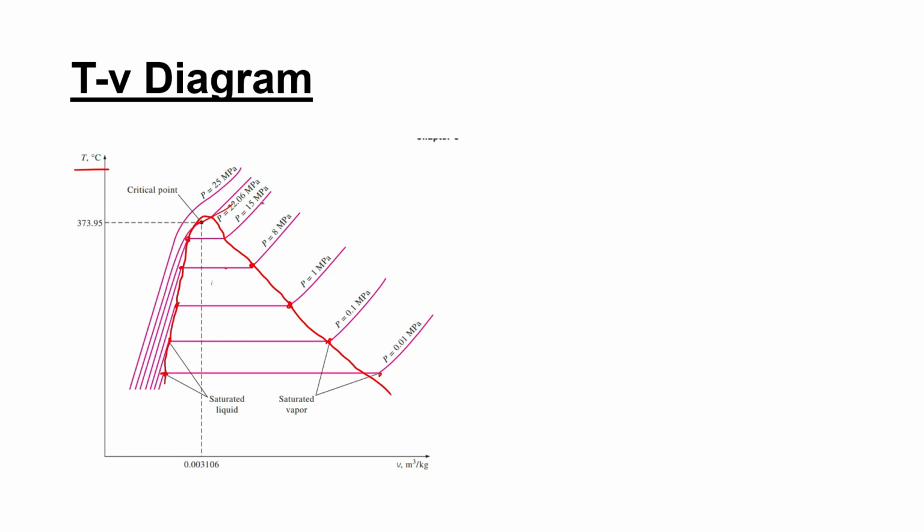So here at pressure 22.06 megapascal and 373.95 degrees Celsius, you have the critical point. That means all the liquid will be converted to vapor without any phase change. This happens only at a pressure above 22.06 megapascal and temperature 373.95 degrees Celsius.